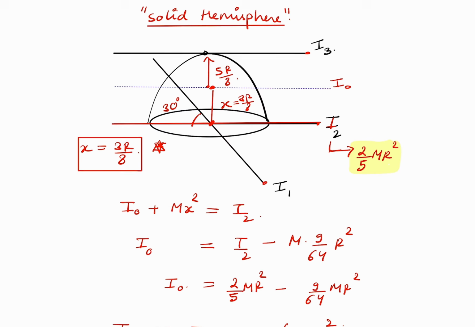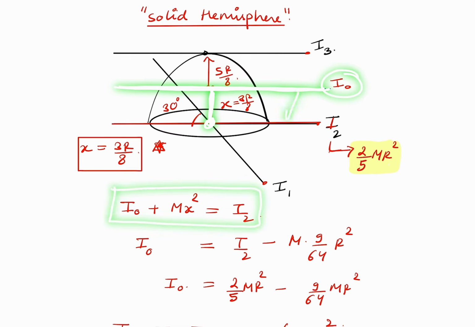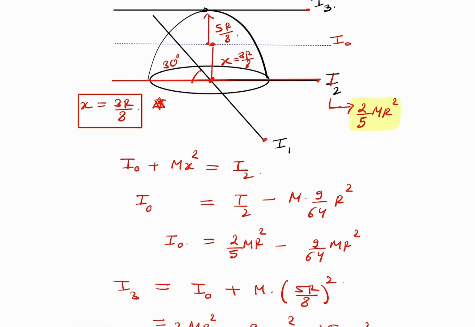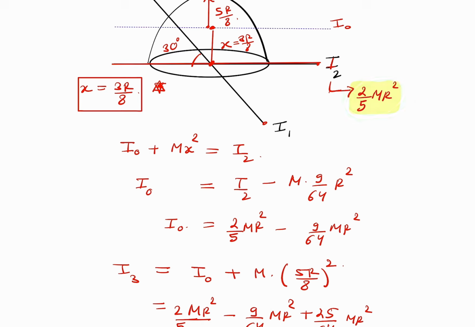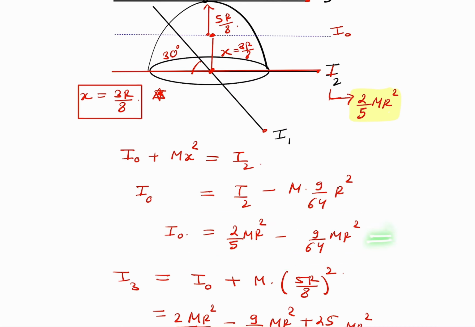Now let's apply the parallel axis theorem. For the parallel axis theorem, we know that we have to take the moment of inertia about the center of mass axis I0 and then mass into distance square. So I0 plus mx square is I2. Okay, I2 we already have, 2 by 5 mr square. So I have put the value of I2, 2 by 5 mr square, so I0 would become this much. Now we can solve it also, that also we can remember easily.